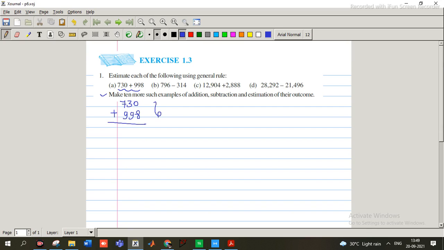Let's try to approximate this to the nearest 10 only. If it is 730, this will become 730 only. And if it is 998, this will be approximated as 1000. And once you solve it, you will get something like this.